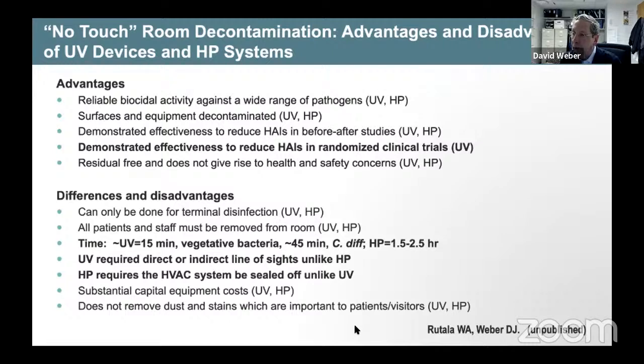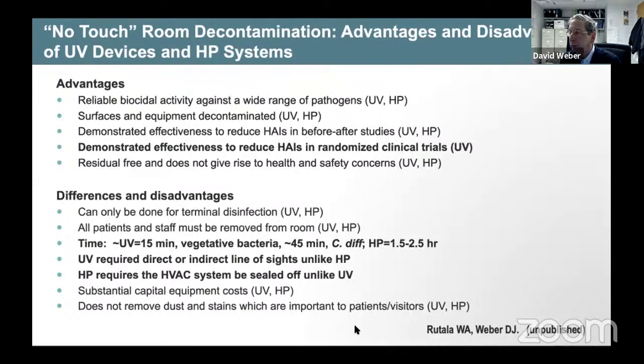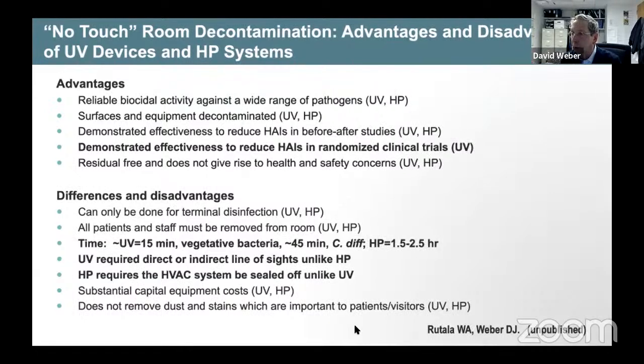Both UV and hydrogen peroxide are residual-free and don't give rise to health and safety concerns after a period of time. Again, they are only done for terminal disinfection. Everyone has to be out of the room. The UV devices are much faster, even when used against spores, than the hydrogen peroxide devices. UV does require direct or indirect line of sight, so for a bathroom to the side, you have to move the device and do it again.